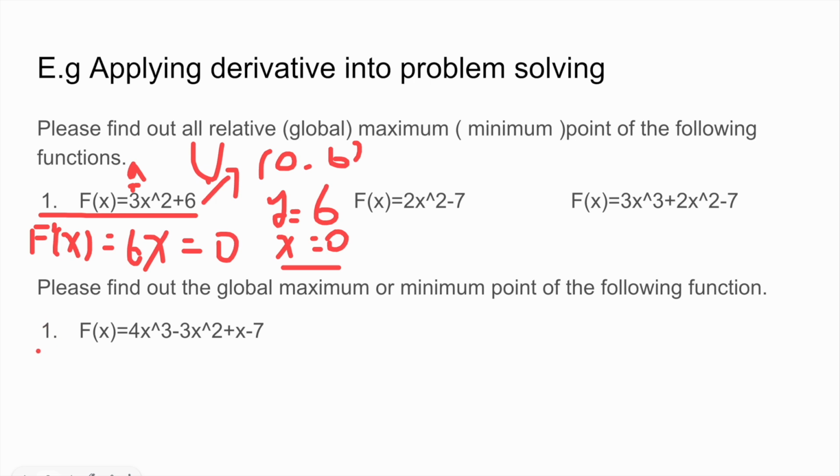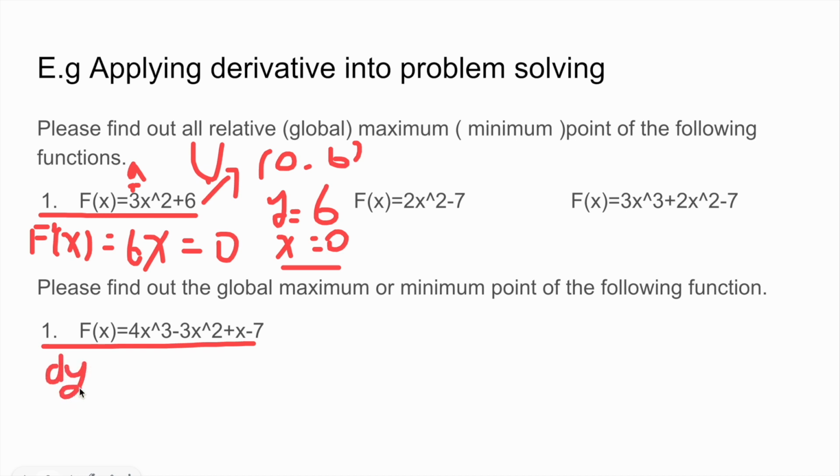And for the second question, please find the global maximum or minimum points of the following functions. I will also leave some time for you to do them here, and you could pause the video here. Okay, I believe that's enough time for you to solve them, and I will do it here.